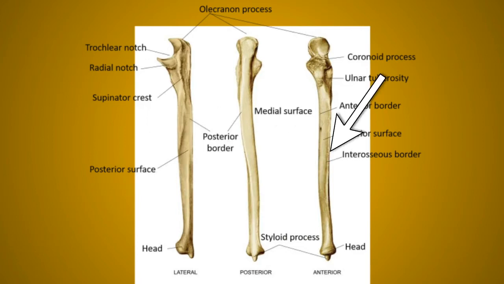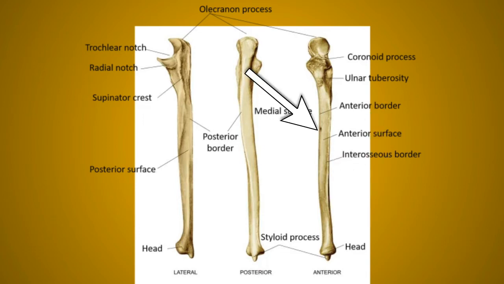Now this border is the sharpest one, as I told you before, and it is especially sharp at its middle two-fourths part. Remember, this lateral border superiorly is continuous with the supinator crest, and inferiorly it can be traced to the lateral side of the head of the ulnar bone.